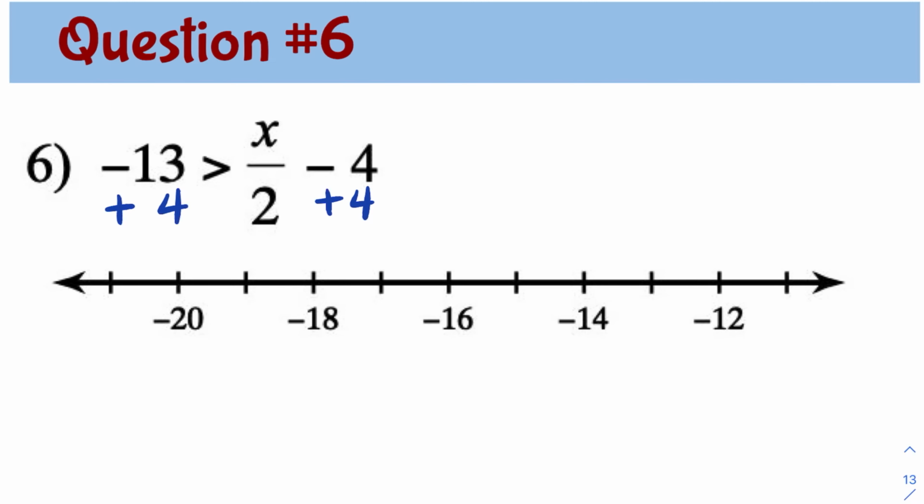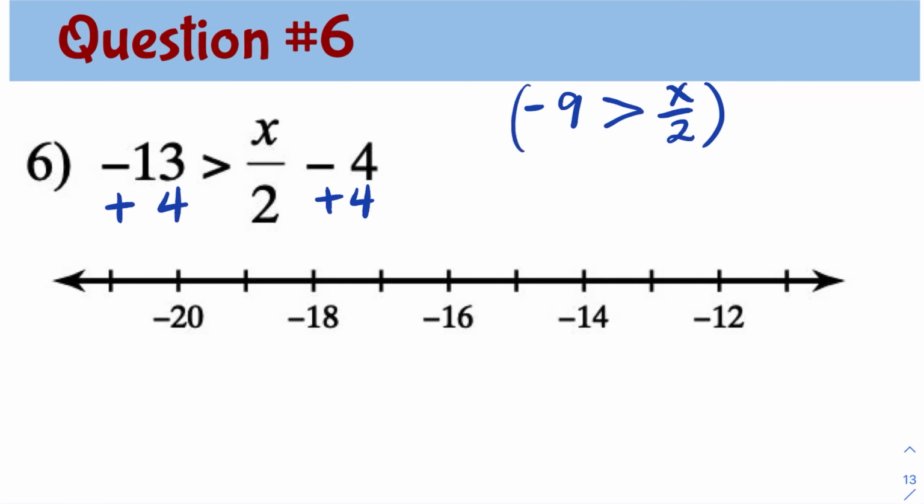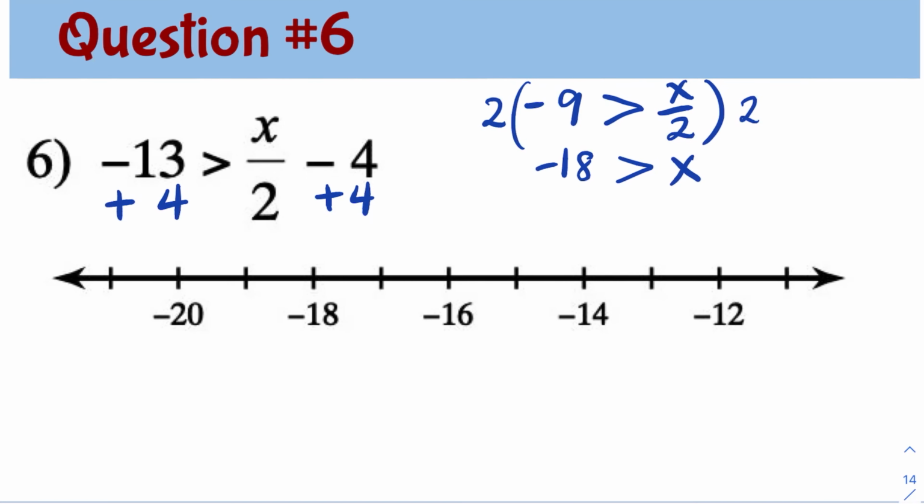Simplifying this, we have negative 13 plus 4 is negative 9, greater than x over 2. Negative 4 plus 4 is 0. Since the variable is divided by 2, the inverse is multiplying both sides by 2. So 2 times negative 9 is negative 18, greater than x over 2 times 2, which is simply x. And it's always a great idea to keep the variable on the left side of the inequality.